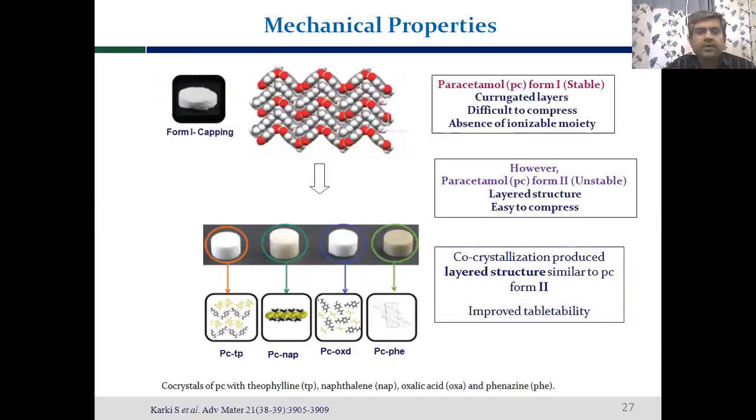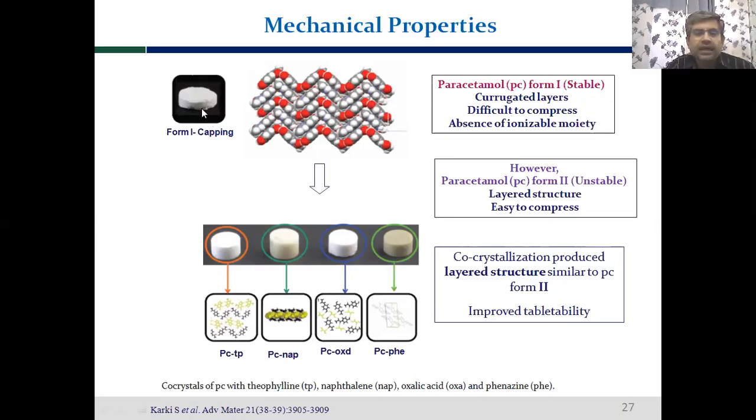Similarly, the mechanical properties of paracetamol were improved. As you know, paracetamol form 1 has corrugated layers of molecules arranged in the crystal lattice. This we had discussed in one of the previous classes where we were understanding the use of Mercury software, and it is a difficult to compress powder, and it shows high tendency of capping and lamination. However, if you convert the paracetamol to its co-crystals using theophylline, naphthalene, oxalic acid, and phenazine, they show improved compressibility and tabletability as is shown here.